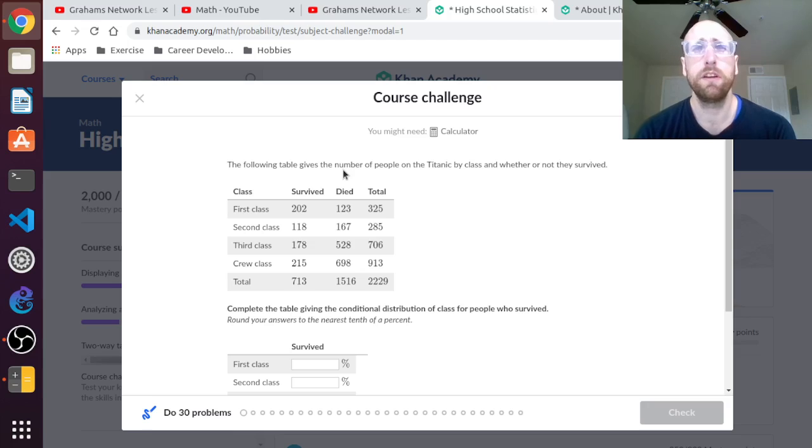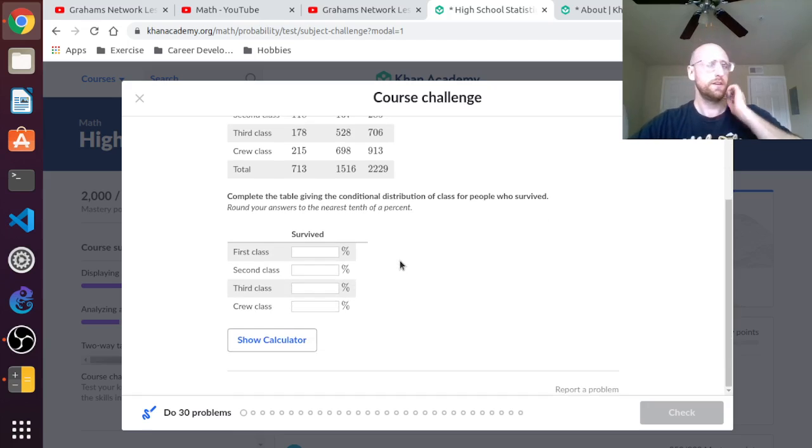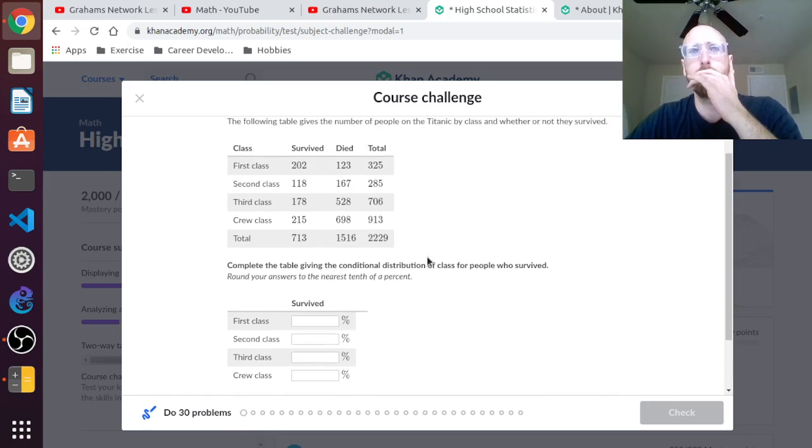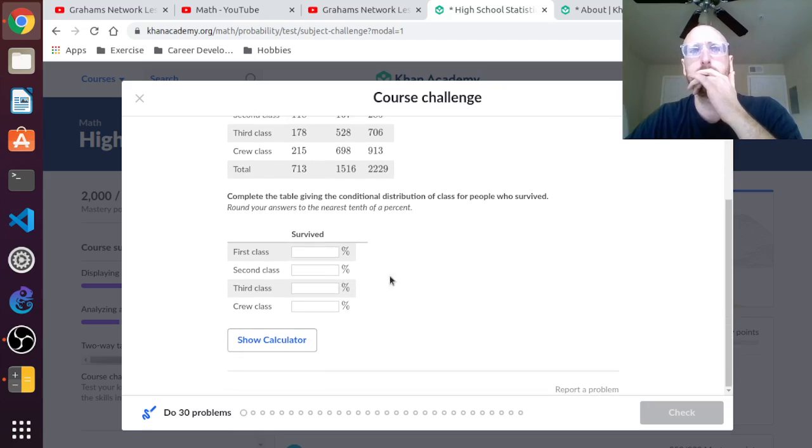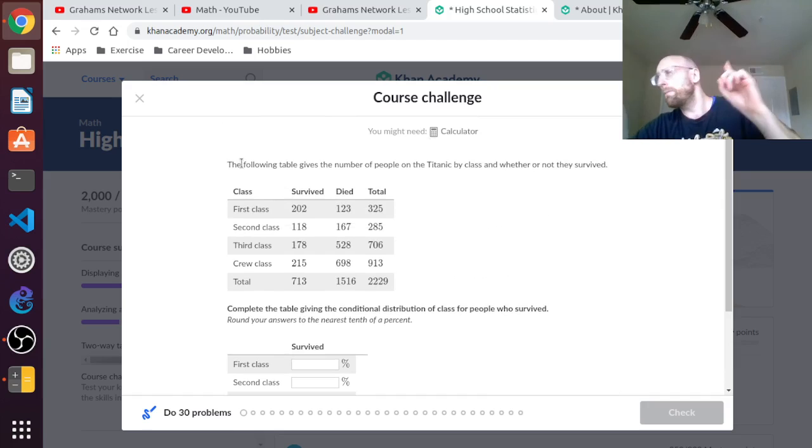Complete the table giving the conditional distribution of class for people who survived. Round your answers to the nearest tenth of a percent. Okay, so as I said, it has been a long time since I've done these problems. I used to do them pretty well, but even so, I never took any statistics courses throughout my formal schooling, so a lot of these concepts were pretty new. But I think I remember how to do this.